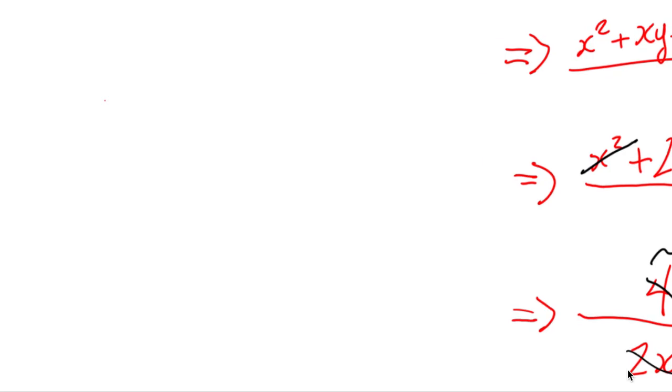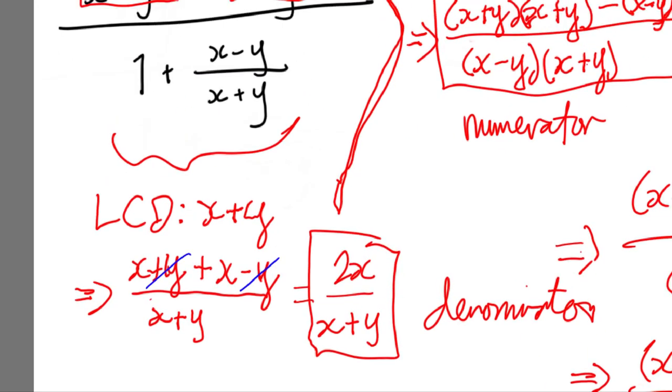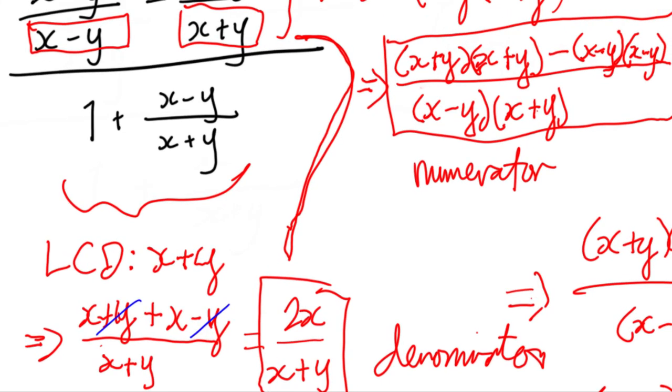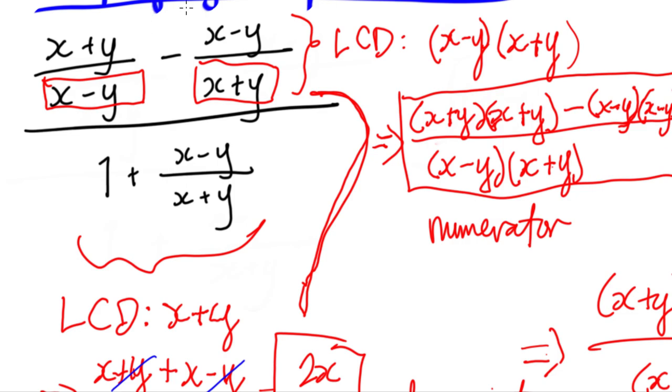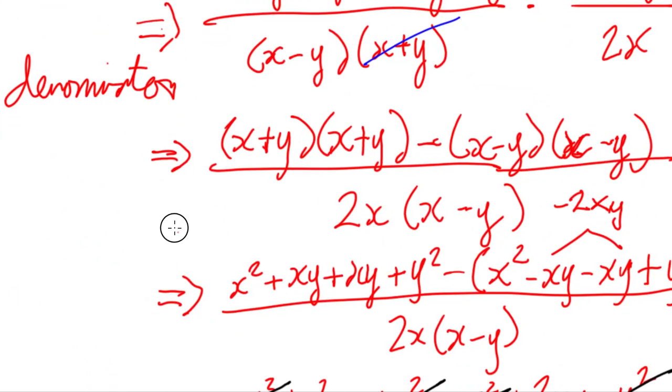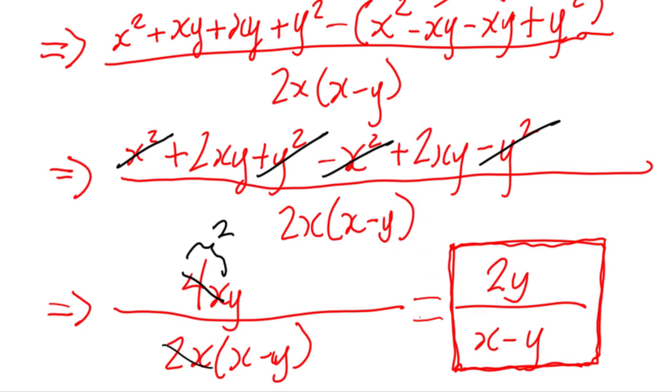So we took that from this problem here: (x plus y over x minus y minus x minus y over x plus y) all over (1 plus x minus y over x plus y). So our answer is 2y all over x minus y.